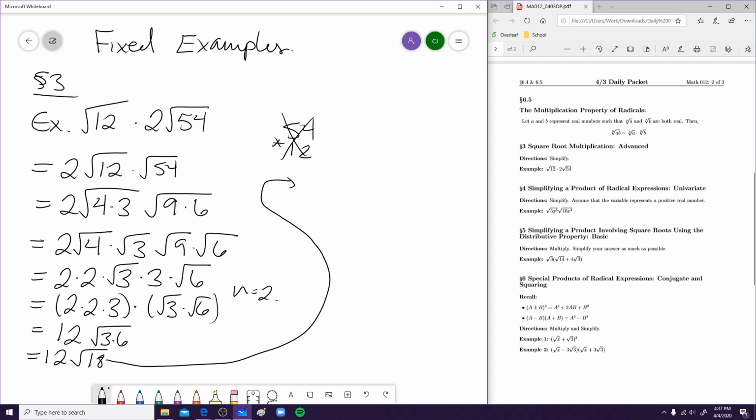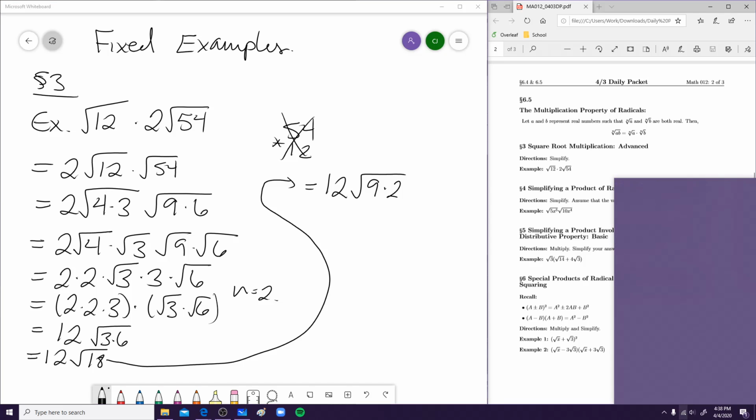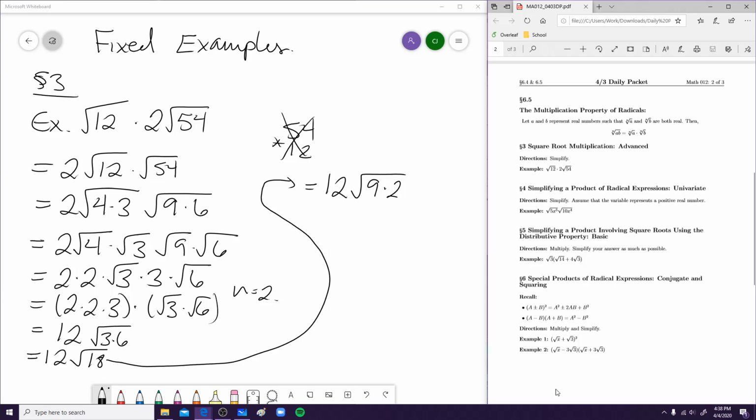So before we can say this is done, what do we have to do? We have to check this square root and see if it's as simplified as it can get. And then if we go through the list, we'll notice that the square root of 18 does have a perfect square that fits in nicely. What is it? It's 9. 9 times what is 18? 9 times 2 is 18. Right?